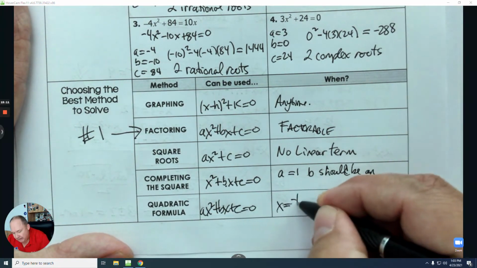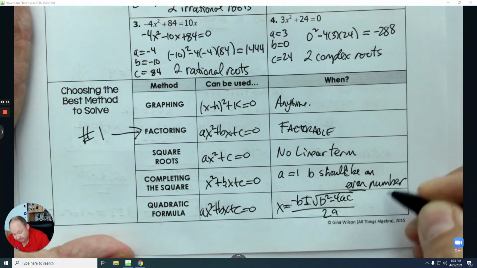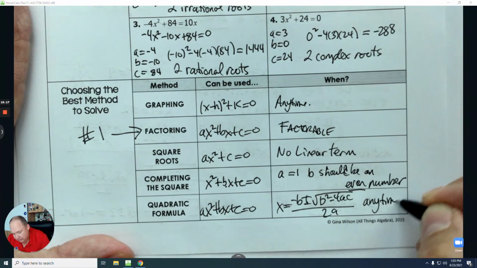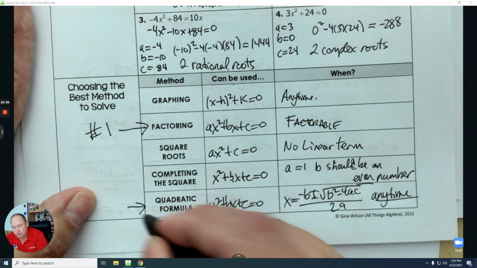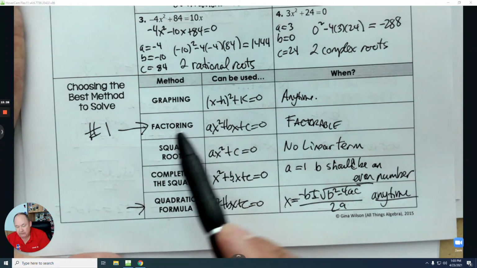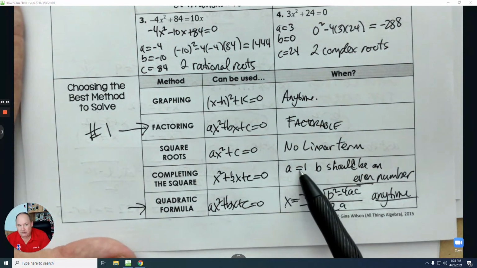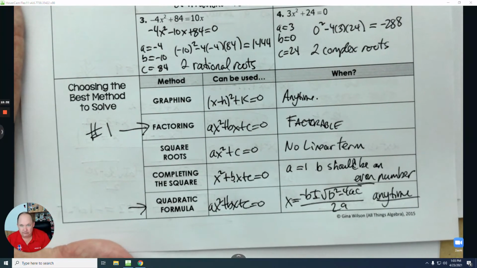And you know the quadratic formula. The more times you write it down, the more likely you're going to remember it. And again, you can use this anytime, but this is like the last resort. So the last one I think about is the quadratic formula. If it's not factorable, if A is not 1 and B is not an even number, at the very end, then that's what I go to solve it.